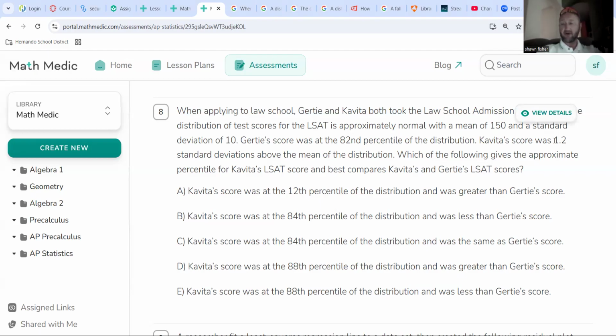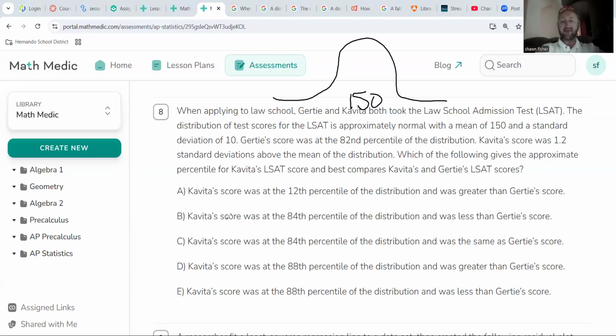So they want us to convert 1.2, which is a z-score, into a percentile. No big deal. Let's do both. Let's draw it first. Let's get another color, let's just do dark gray. If you guys can see this, we've got a mean, where are we at? Mean of 150, and I know I'm not writing it clearly. I'm having to write on my screen.